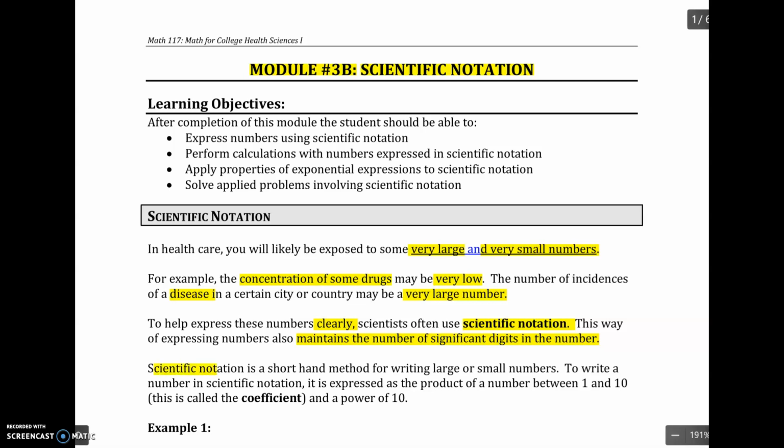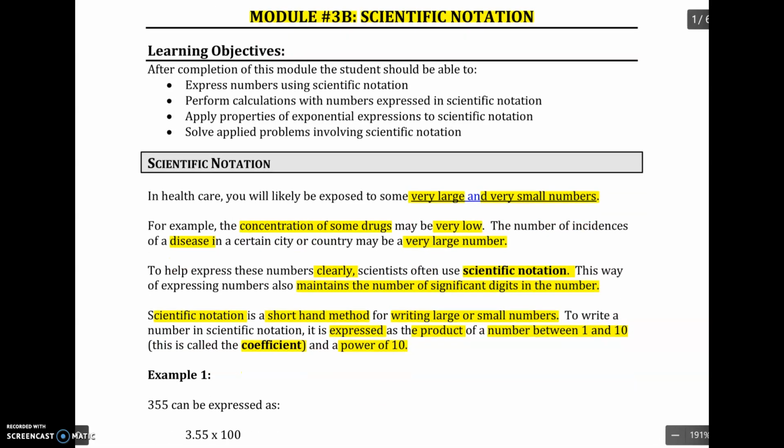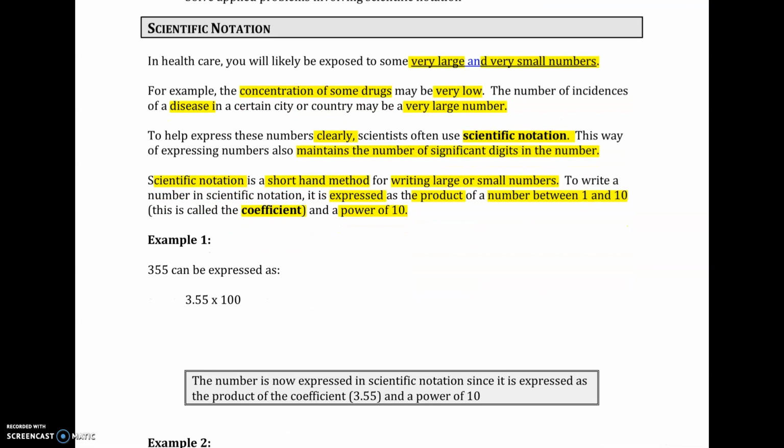Okay, so in essence, scientific notation is a shorthand method for writing large or small numbers. Now this is the key part of scientific notation: it is expressed as the product, meaning two things being multiplied. So the first part will be a number between 1 and 10, and that's called the coefficient, times some power of 10. So let's look at this first example.